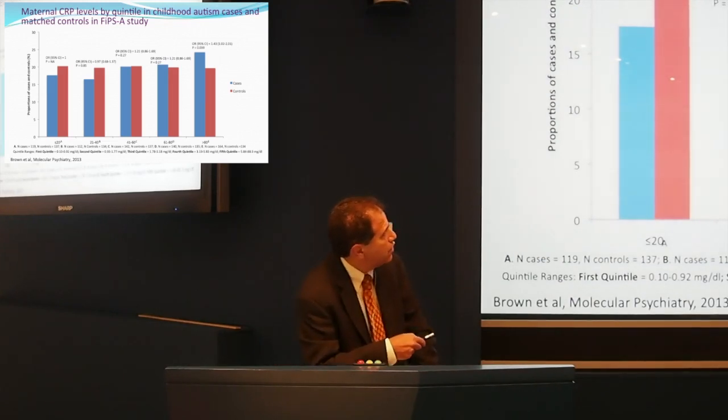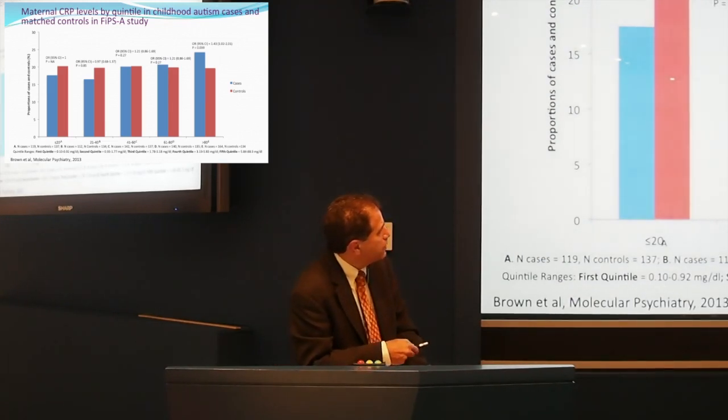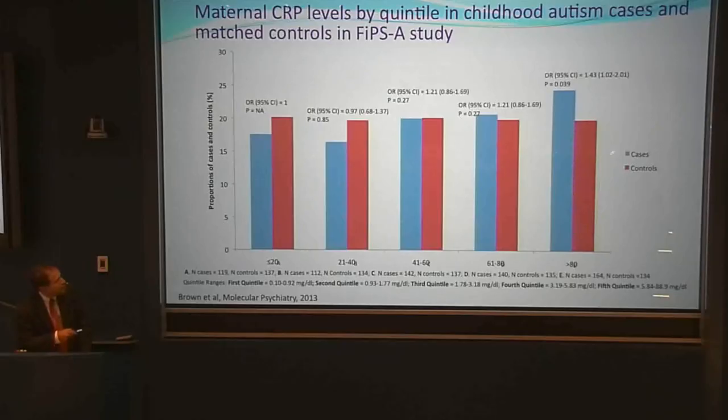What this slide shows now are our results. So we broke the sample down into quintiles. These individuals represent mothers who had CRP levels in the highest 20th percentile of the distribution. And we found here about an odds ratio of 1.43, meaning a 43% increased risk of autism in their offspring, so in the mothers in this group. And you can see here the cases being greater than the controls.